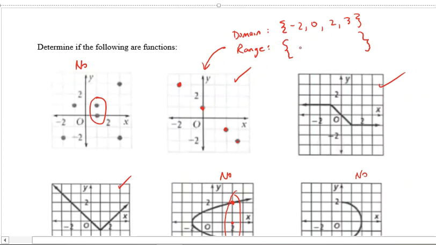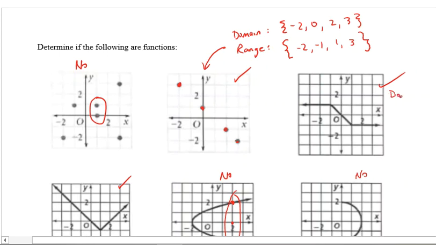So then here I talk about -2 for my range, -1, 1, and 3. Notice that these are not matching up. Okay, so it's not a list of my coordinate points. Okay, here's another one that worked.